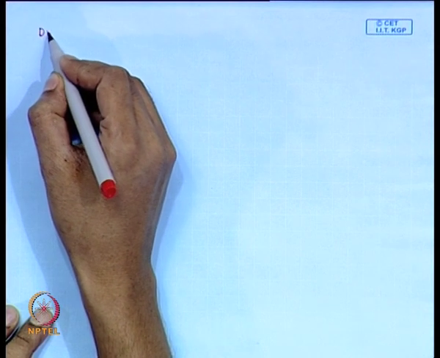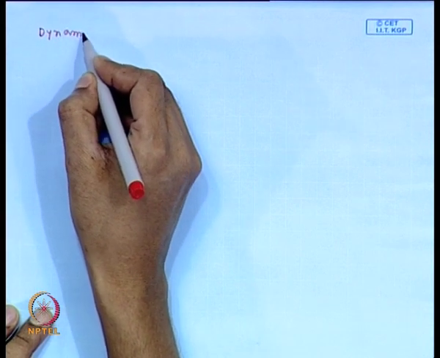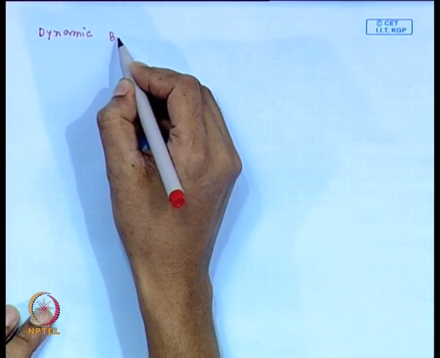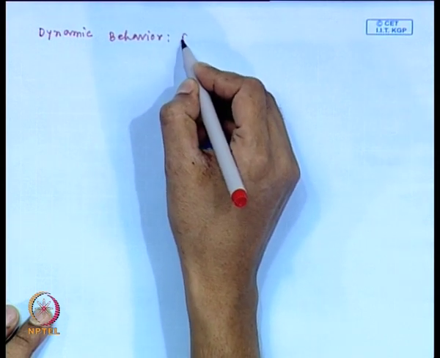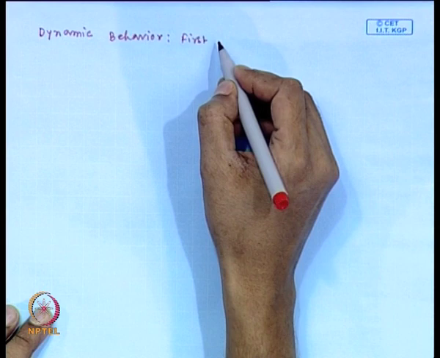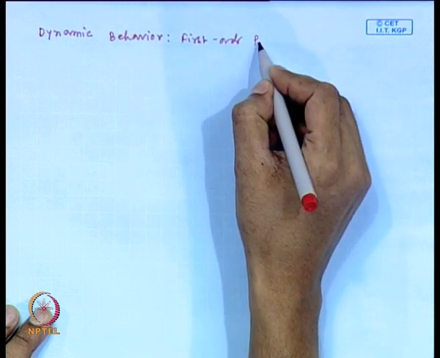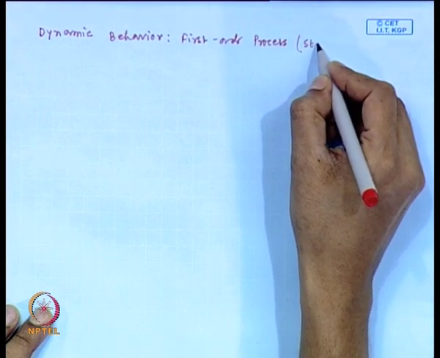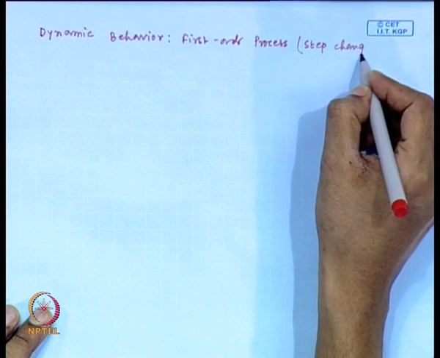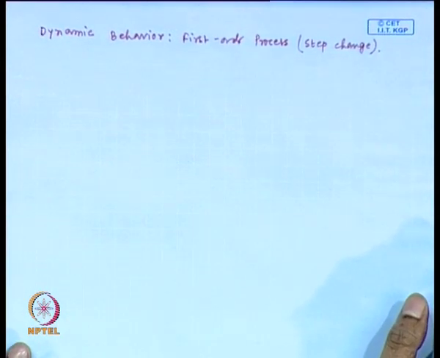Last class we just started the discussion on dynamic behavior of first order system, that we will continue. So, the topic is dynamic behavior for first order process, introducing step change in input variable.